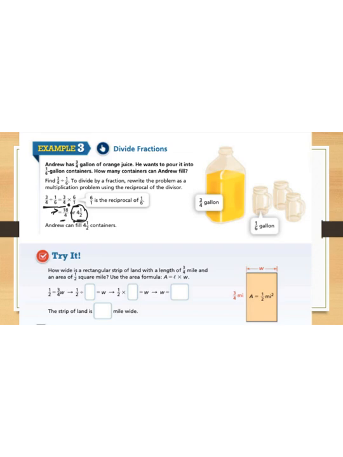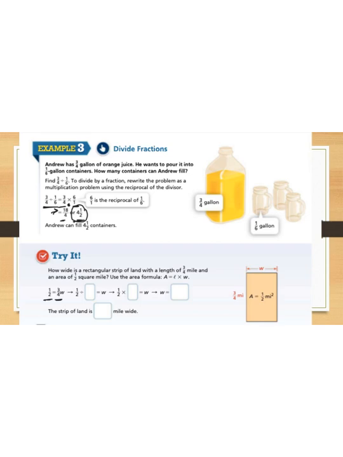So let's try one. How wide is a rectangle strip of land with the length of 3/4 miles and the area of 1/2 square mile? Use the formula area equals length times width. So using the formula means we are going to plug in what we know. We have the area, 1/2, and we have the length, 3/4. So in order to find the width, we have to do the opposite of multiplication, so we have to divide.